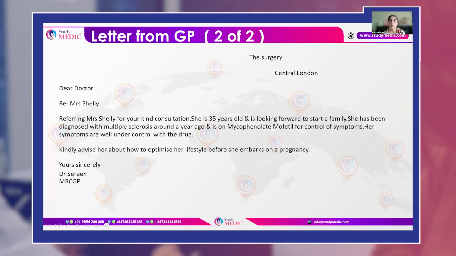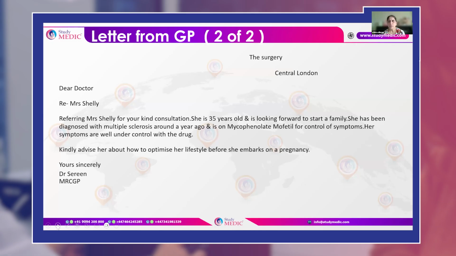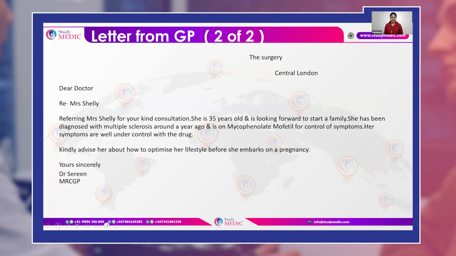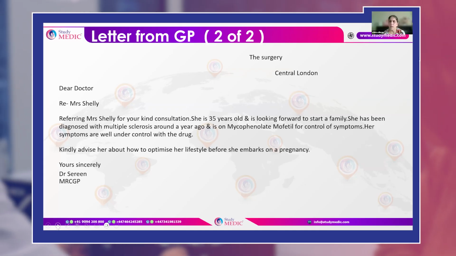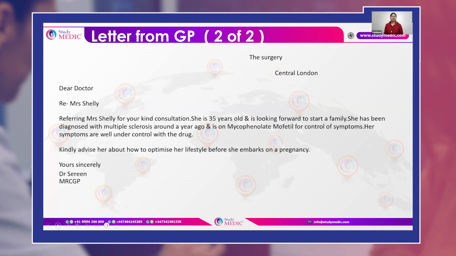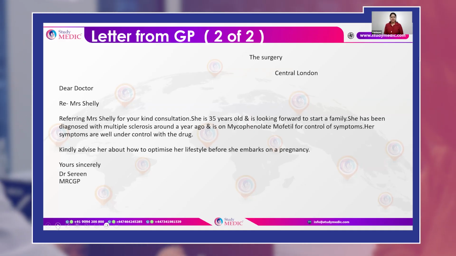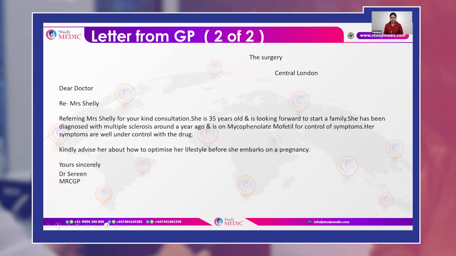So I gather that you have a condition called multiple sclerosis. You are on a drug called mycophenolate mofetil, but at present you are doing fine with the drug. Yes. Okay. So now moving ahead, any concerns that you have in particular that I should be addressing? I have concern regarding planning my pregnancy.